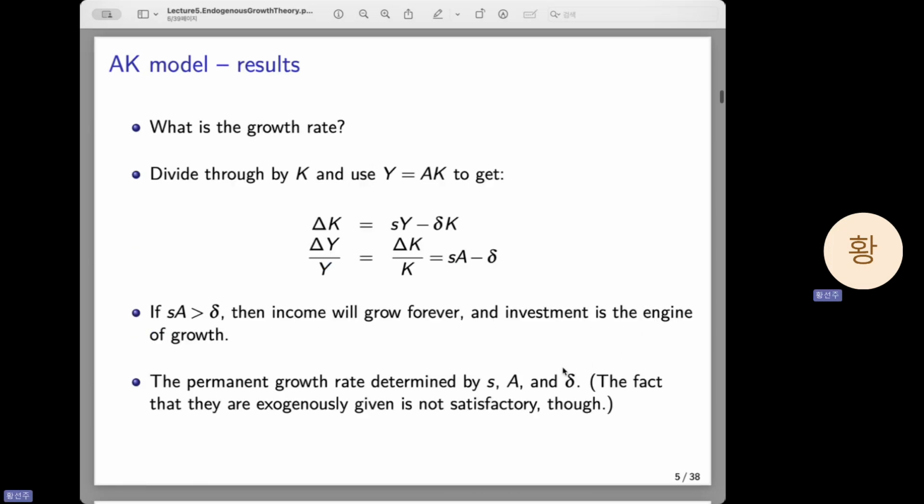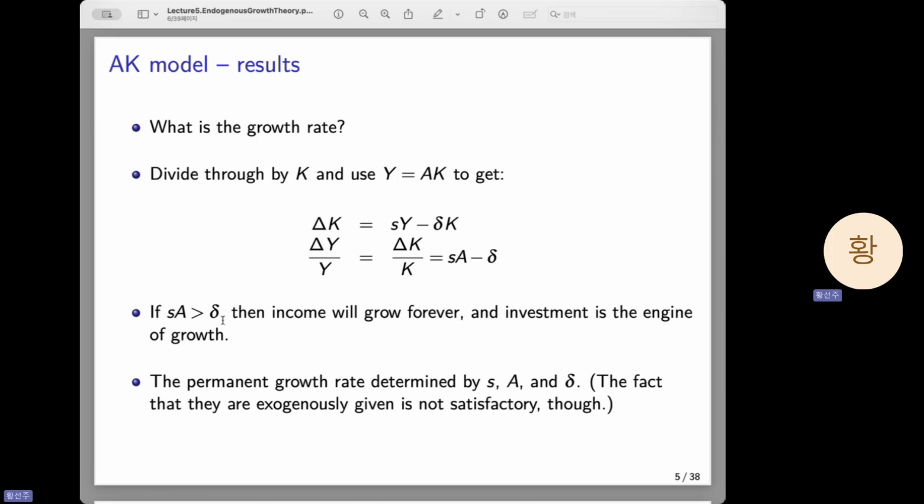Okay? So we can compute the growth rate of capital and output. By substituting Y with A K, we can get this equation. So this first equation indicates the law of motion for capital. And using this equation, we can get the growth rate of capital. Since output and capital grow at the same rate, this is also the growth rate of output.